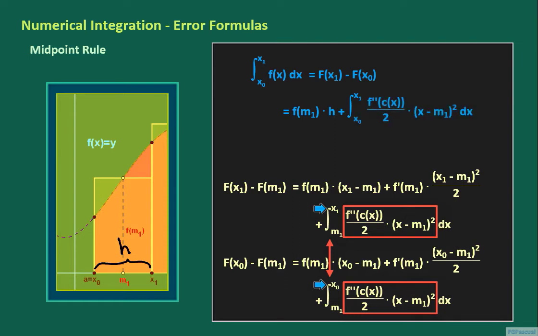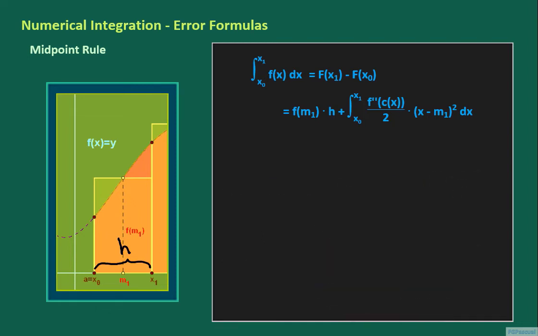Finally, we write down the integrand to complete the formulation for the integral of little f over the first subinterval. Let us examine the first term on the second line. The first factor, little f of m sub 1, represents the height of the rectangle on the left panel. Little h represents the width. And so this product represents the area of the rectangle on the left panel. This is the midpoint approximation for the integral of f over the first subinterval.